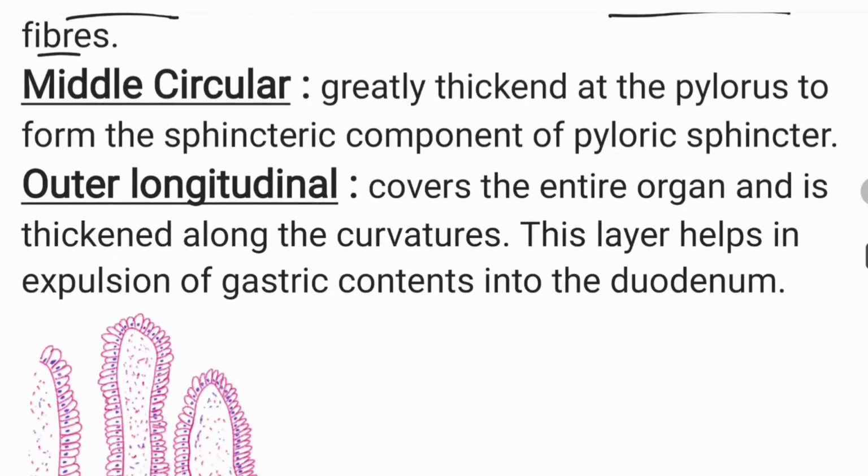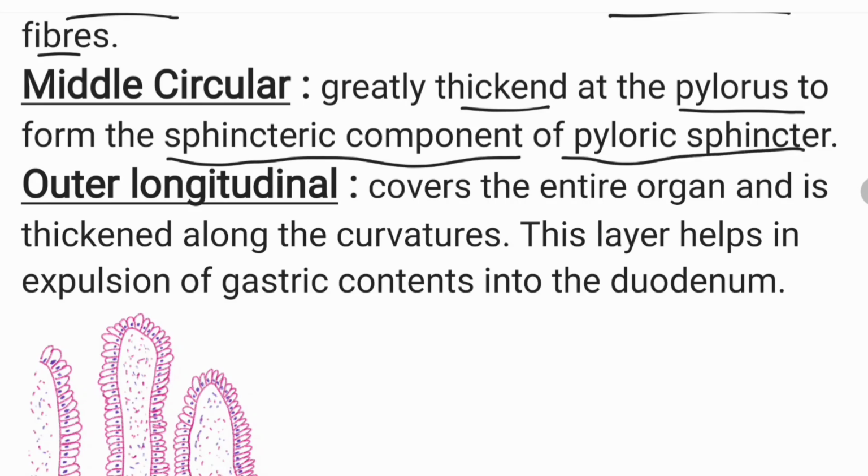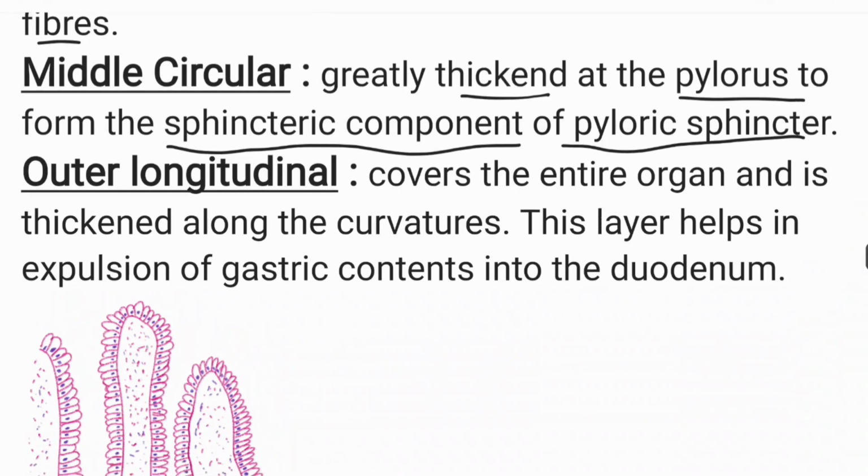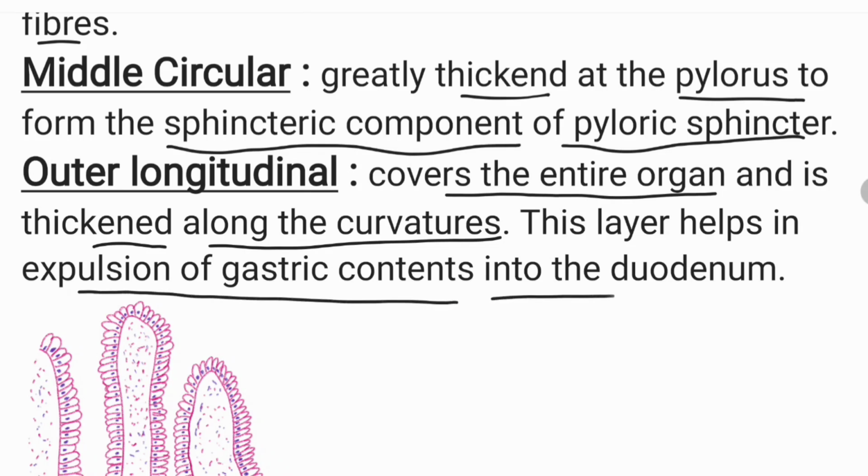Now the middle circular layer is greatly thickened at the pylorus to form the sphincteric component of the pyloric sphincter. So the sphincter present at the pyloric end is the pyloric sphincter. The outer longitudinal layer covers the entire organ and is thickened along the curvatures, and this layer helps to expel the gastric contents from the stomach into the duodenum.